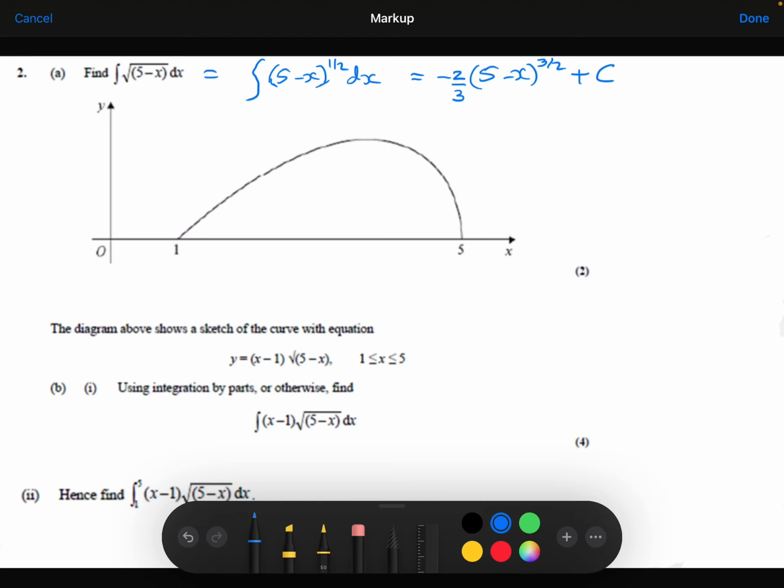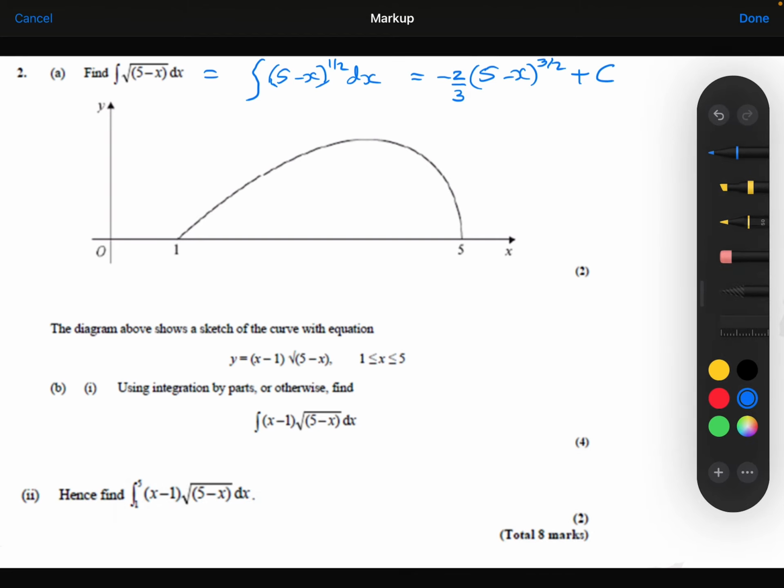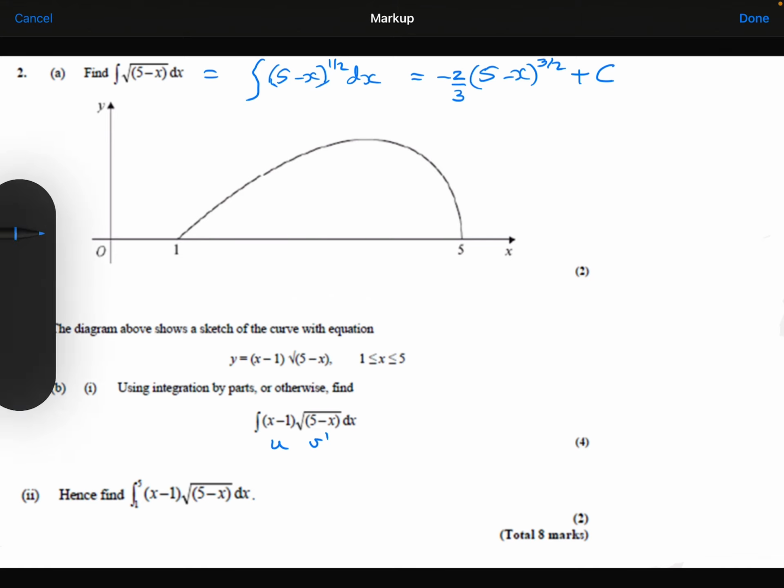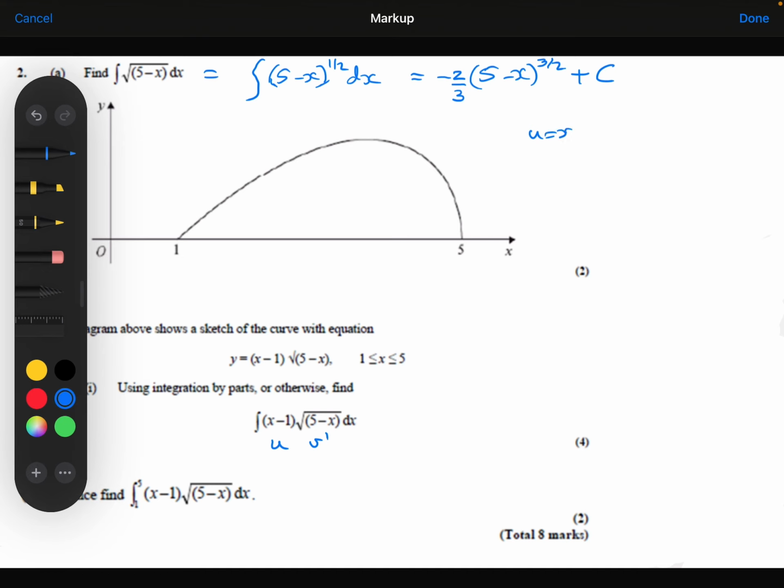So, I am going to let x minus 1 be my u, and I'm going to let the square root of 5 minus x be my v dash. So we'll say u equals x minus 1, v dash equals the square root of 5 minus x. So u dash, differentiating the u, x minus 1, I'll get 1.